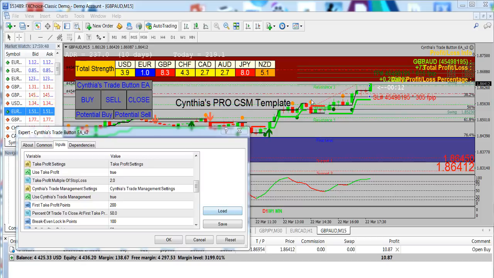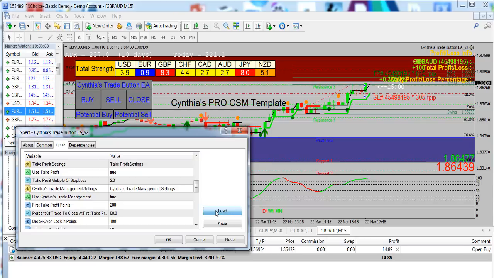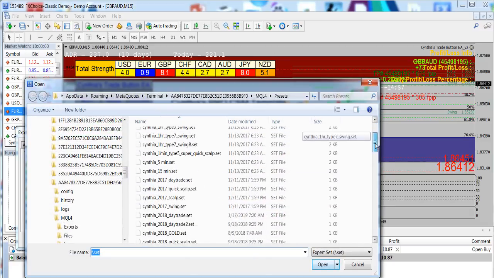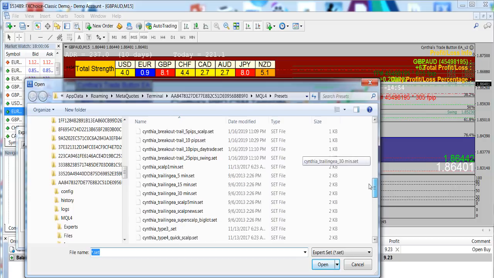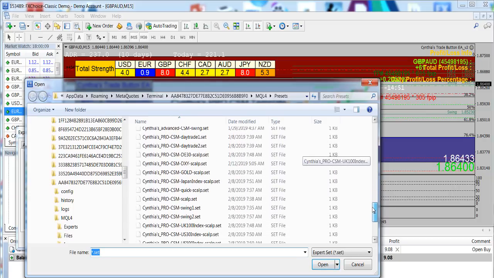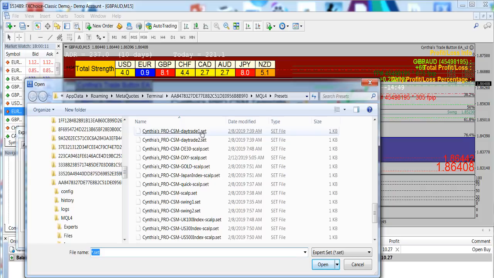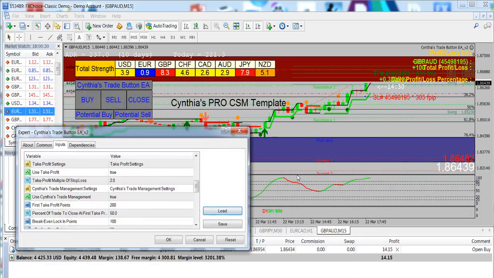But if this was any other time, say at the beginning, hypothetically, say I got in right here with a market order at the beginning of the big move, I would want a day trade or a swing trade set file. So I'd click load and it would come up with all these. You probably have lots of set files. I do from my other trade managers. Look for the Pro CSM, and here's day trade 1, day trade 2, or here's swing 1 and swing 2. So at the beginning of the big move, I would have chosen one of the day trade set files or one of the swing set files. And that's what you should do if you get in at the beginning of the move.